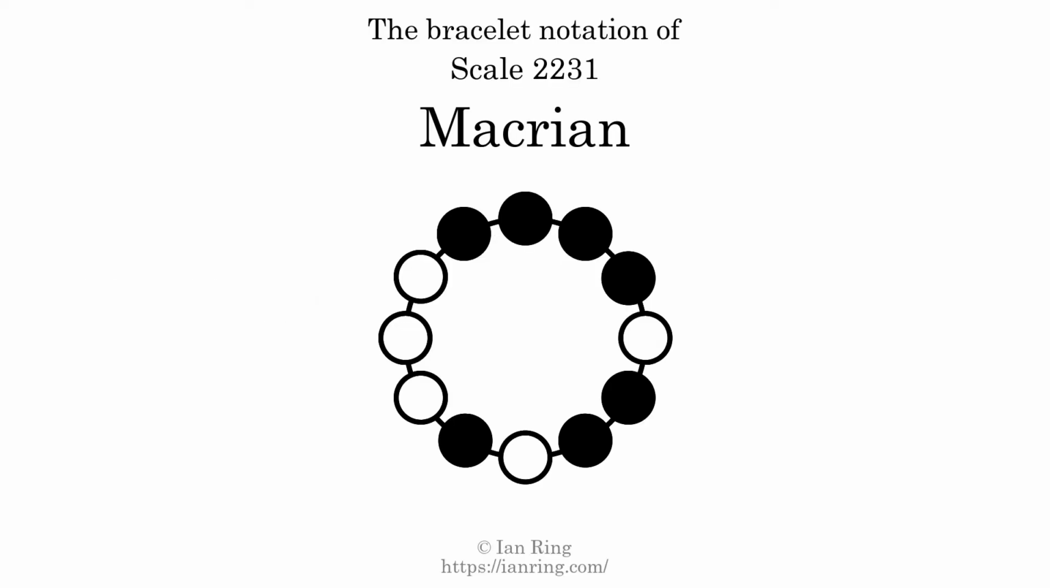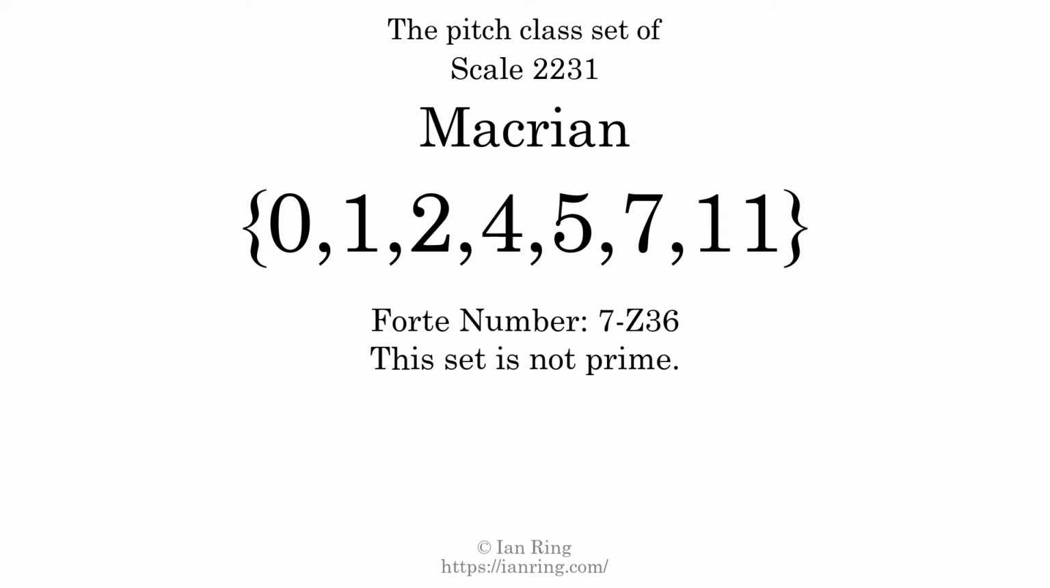This is a bracelet notation diagram of scale 2231. The shaded circles represent tones that appear in the scale, and they are read clockwise, starting at the top. The pitch class set for this scale is 0, 1, 2, 4, 5, 7, 11. The Forte class is 7-Z36. This set is not prime.